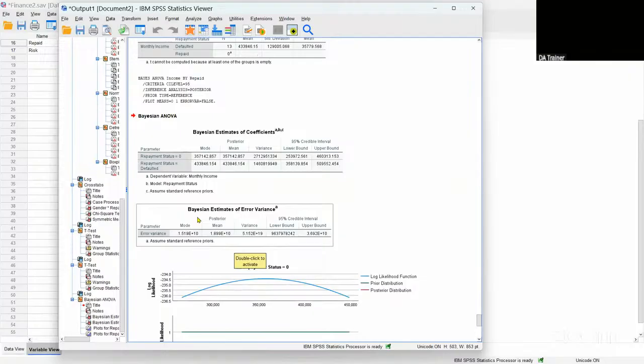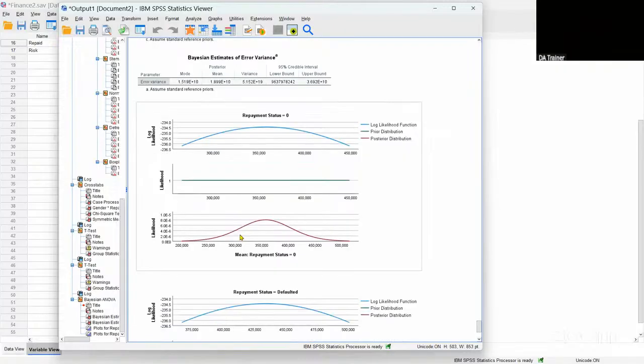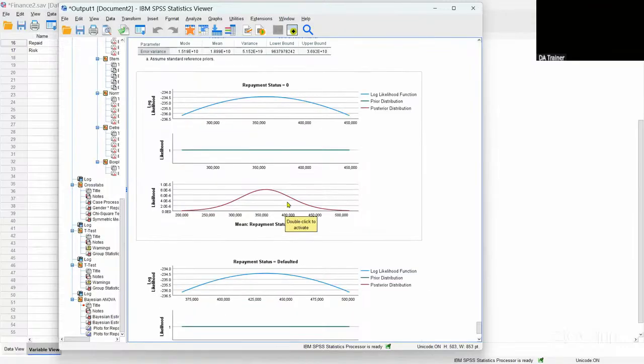Okay, so the Bayesian estimate has given us a plot, and we're thinking, does monthly income have any significance with repayment? Hope you are following me now. Does it have any significance?